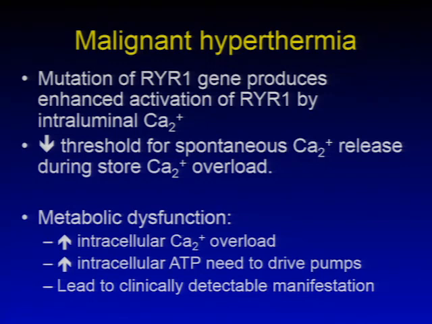This intracellular ATP increase leads to the pumps transferring calcium into the sarcoplasmic reticulum, across the sarcolemma, into extracellular fluids, or into the mitochondria. This increase in ATP is where the manifestation of malignant hyperthermia is seen.